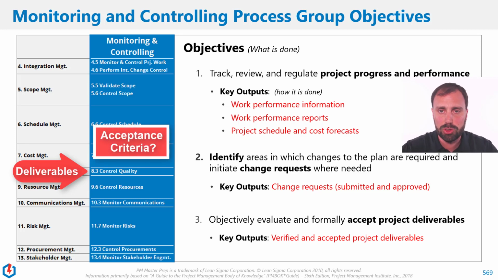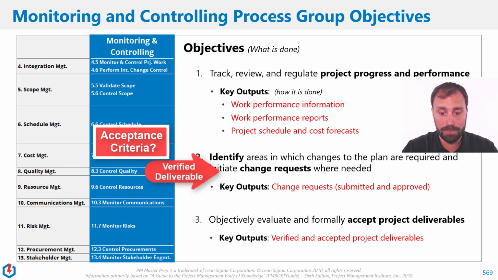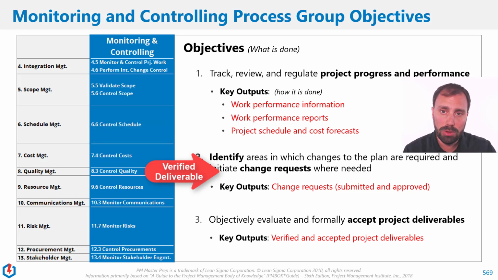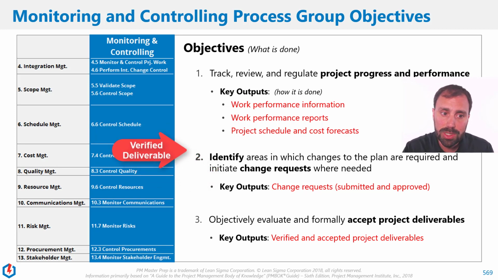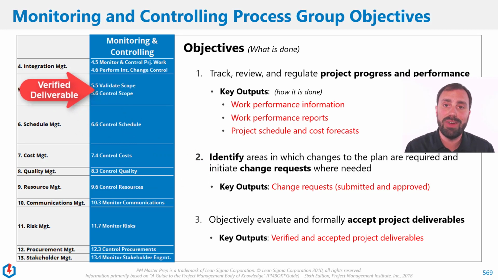Does it meet the acceptance criteria that we established? That's an internal review. If it does, then it's a verified deliverable. First thing down there, verified deliverable, meets the acceptance criteria. Great. That verified deliverable term you need to know. So it goes from deliverable to verified deliverable through the control quality process. Then it flows up to validate scope.